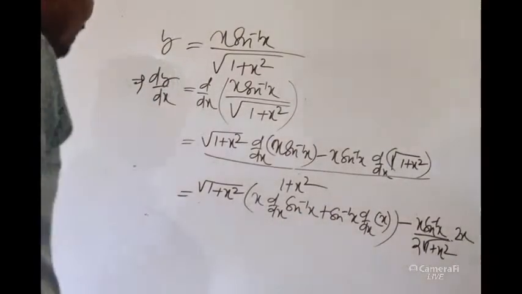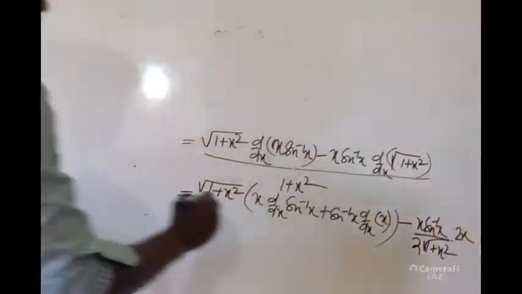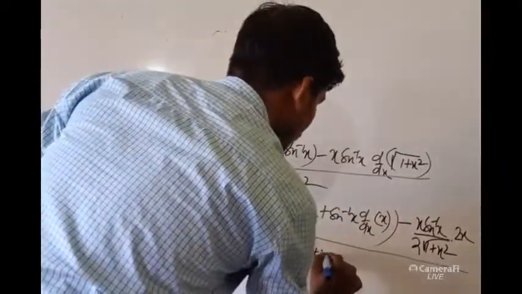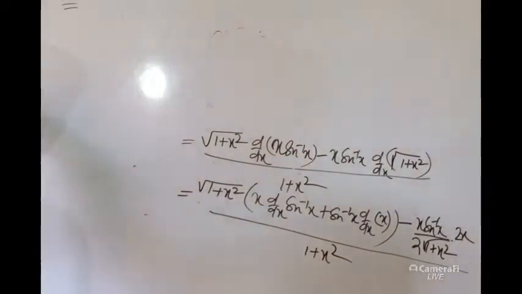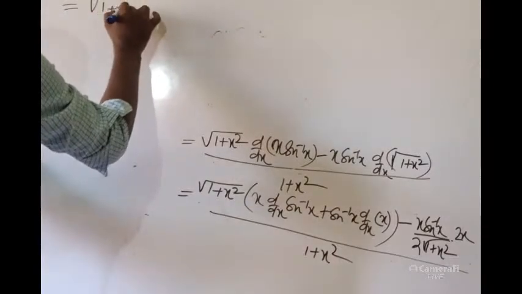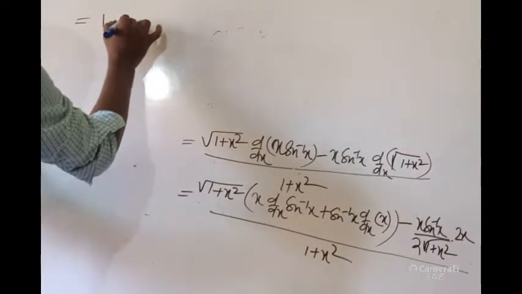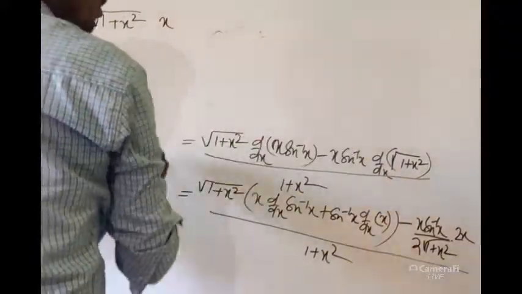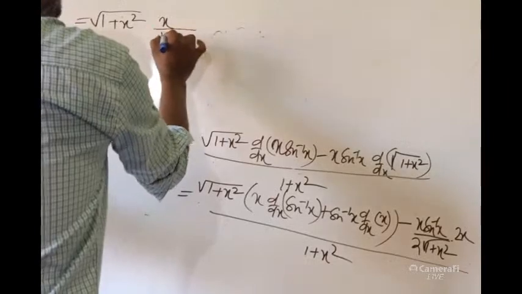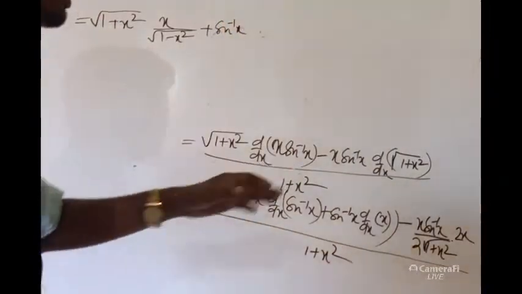Okay, then divided by 1 plus x square is here. Okay, now root over of 1 plus x square is here. Root over of 1 plus x square is here, and the derivative of sin inverse x is 1 by root over of 1 minus x square, plus sin inverse x and derivative of x equal 1.